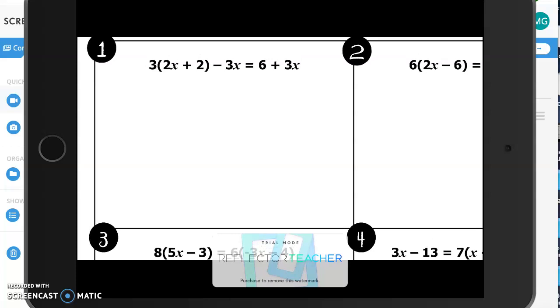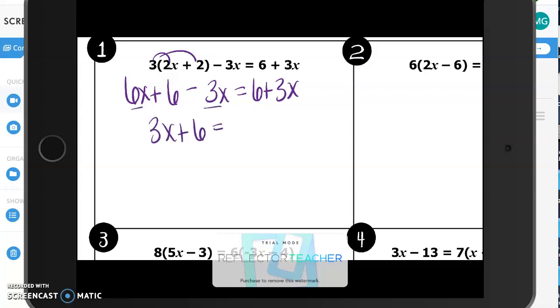First we distribute. 6x plus 6 minus 3x is equal to 6 plus 3x. So on the left-hand side, I'm going to combine my like terms, giving me 3x plus 6 equals 6 plus 3x. So again, hopefully you can look at that and realize, oh yeah, that's true. Those two are the same exact thing. They look different, they're in different orders, but it's the exact same thing.